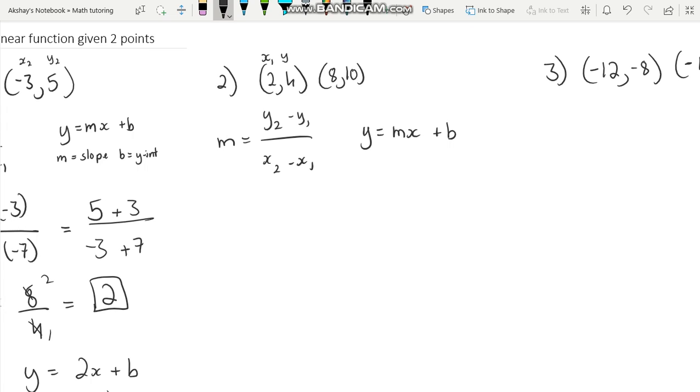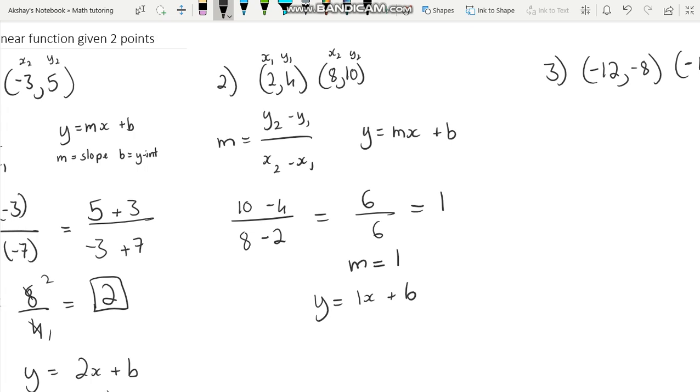So x1 is 2, y1 is 4, x2 is 8, y2 is 10. Okay, y2 is 10. My y1 is 4. x2 is 8. x1 is 2. Simplify that. 10 minus 4 is 6. 8 minus 2 is also 6. My slope is 1. m is equal to 1. Hence I have y is equal to 1x plus b, or just x plus b.